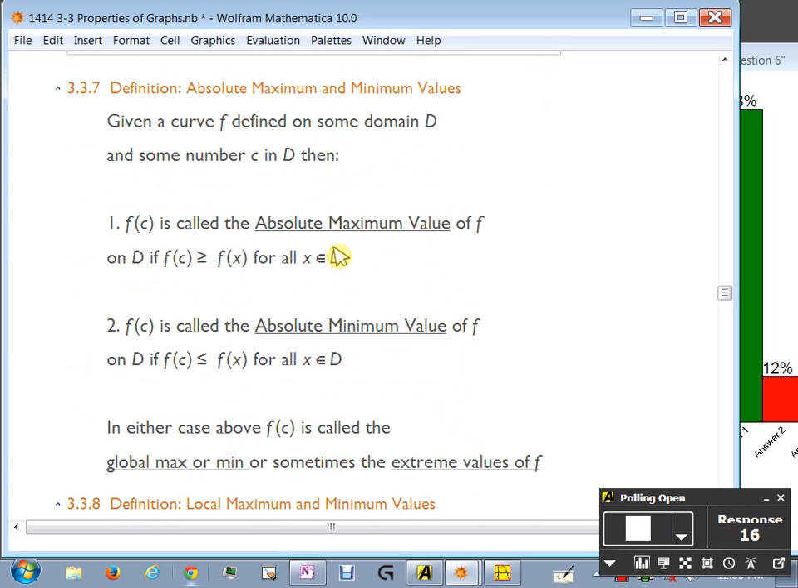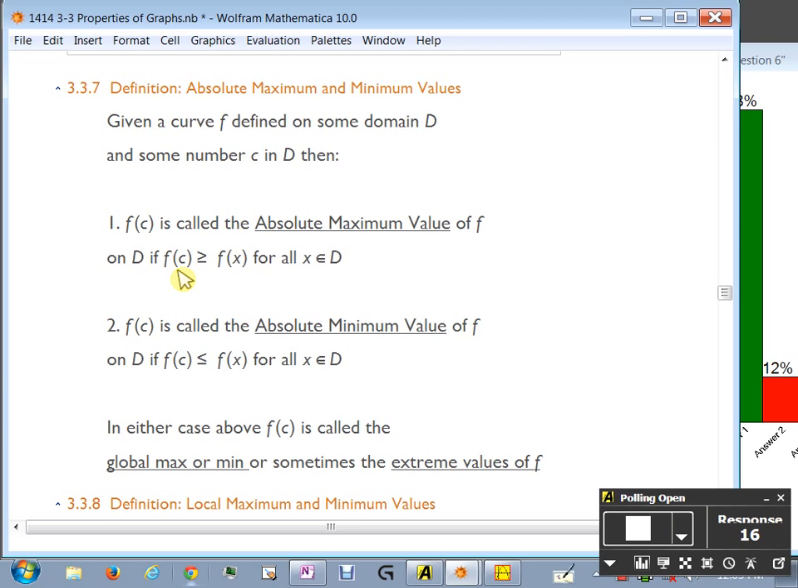All right, that brings us to this definition: the absolute maximum and minimum values. Given a curve f defined on some domain D and some other number c, then we have the following definitions. f of c is called the absolute maximum value of f on D if f of c is greater than or equal to f of x for all x in D.